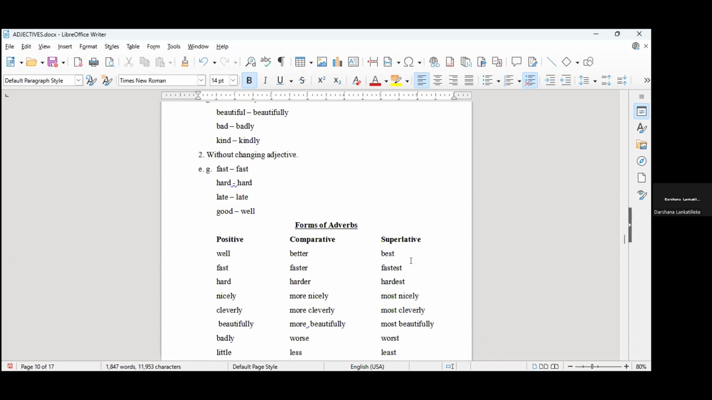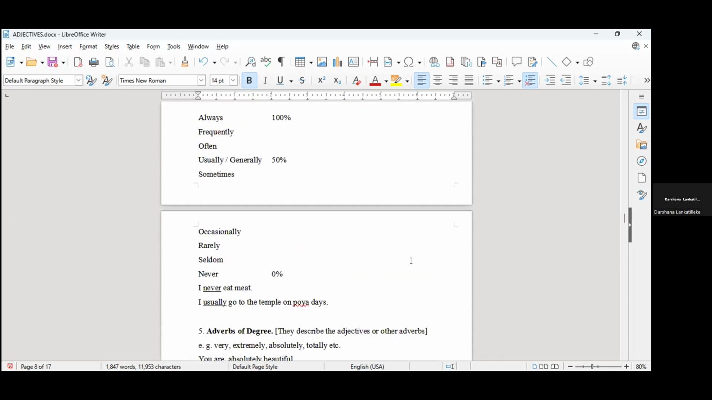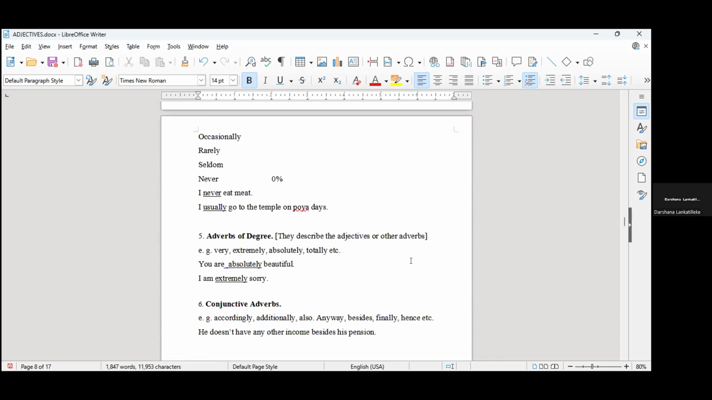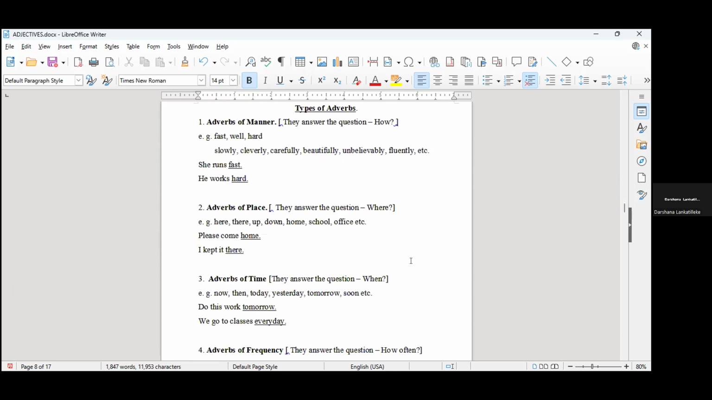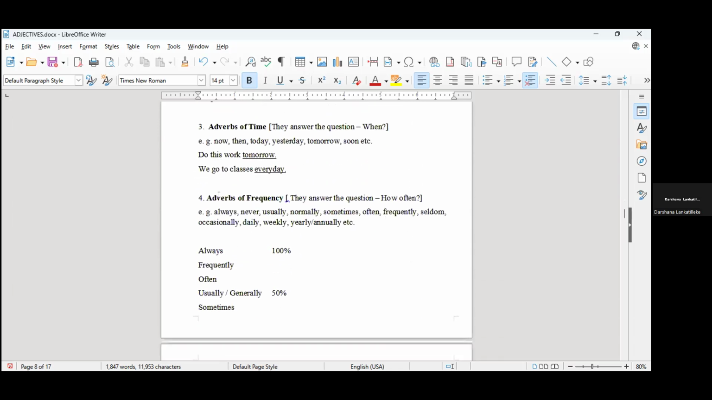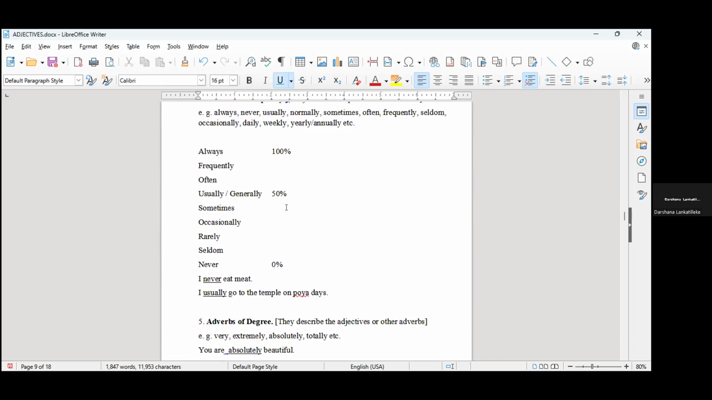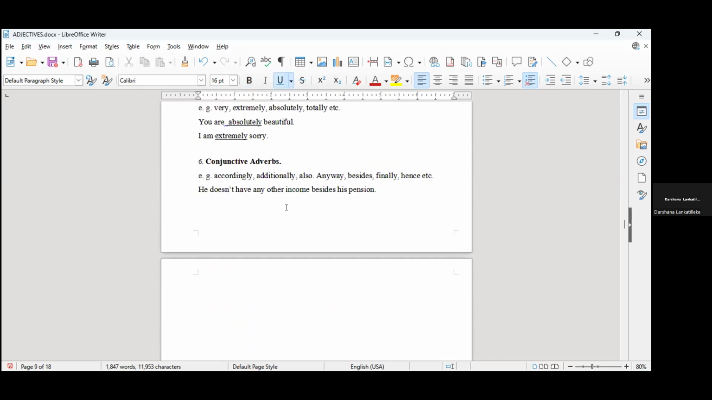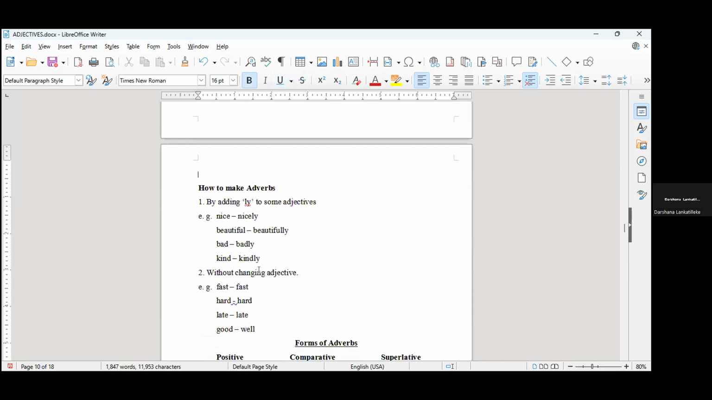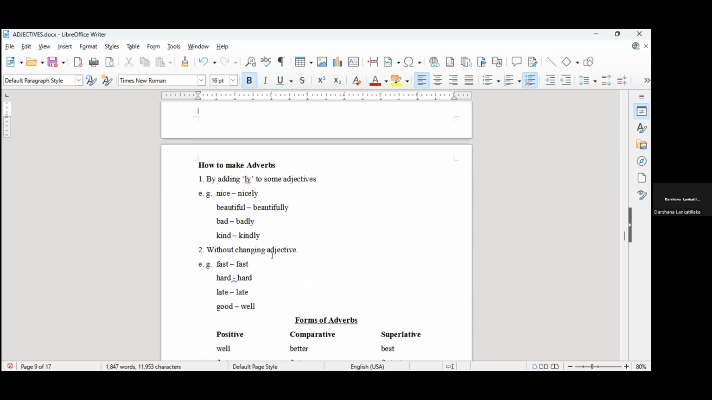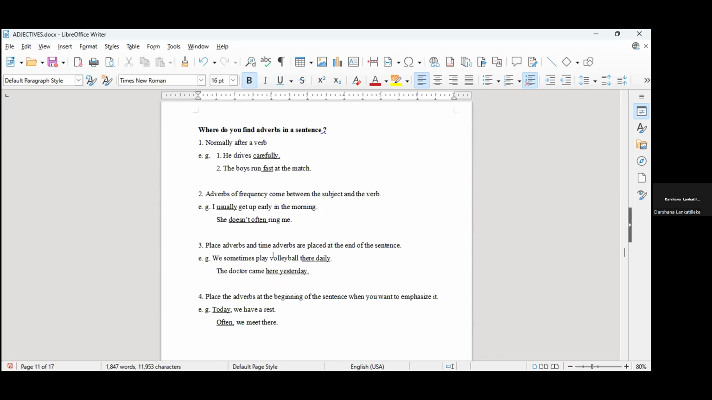I'll give some activities regarding these things later, right? Different types of adverbs, that means degree, frequency, all those things. Let's go to the next part of that.